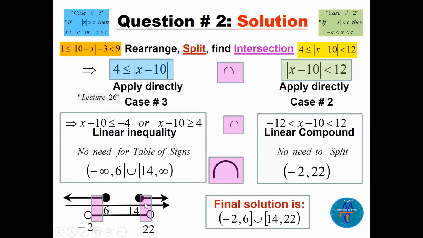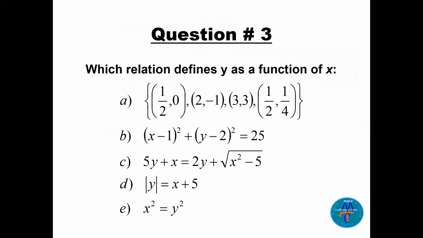Now you have to graph it here, a little nice graph. From minus infinity to 6, and then from 14 to infinity. The other one is open and open between minus 2 and 22. Take the intersection. So from minus 2 open until 6 closed, union, the other part 14 closed until 22 open. That's the answer for our question there. Please check this one.